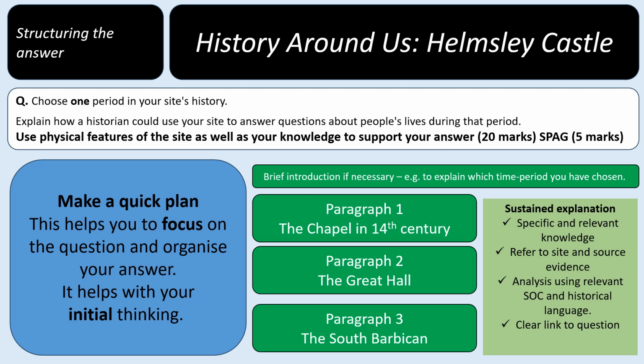Paragraph 2, the Great Hall, talk about a feast taking place, diverse lives. Paragraph 3, the South Barbican, it can answer questions about the lives of the constable. And that's pretty much it. So let's have a look at an example answer.